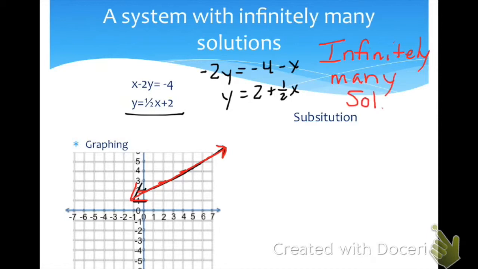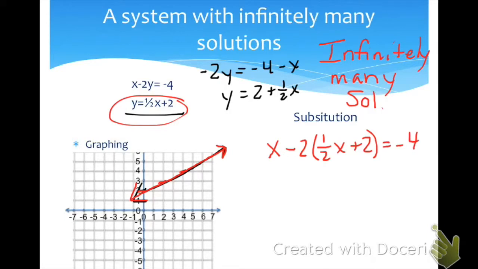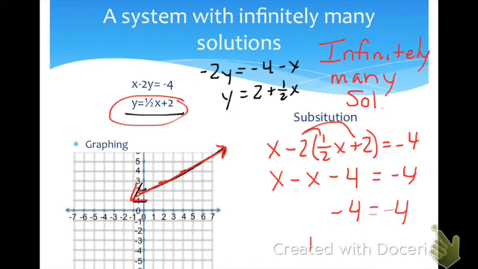If we look at that using substitution, this one's already solved for y for us, so we would just put it into the other one. We would get x minus 2 times the quantity 1/2 x plus 2 equals negative 4. When we distribute, we're going to get x minus 4 equals negative 4. x minus x is 0, so we get negative 4 equals negative 4. This is true, so that's how we can say there's infinitely many. If you were eliminating and you got a true statement as well, you would say that there's infinitely many.